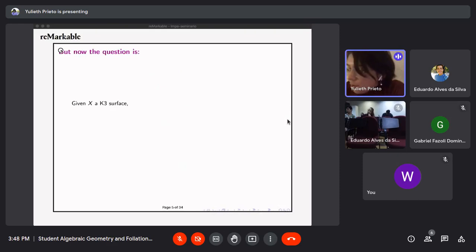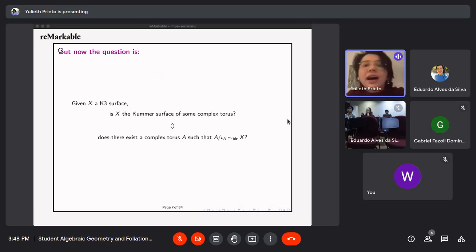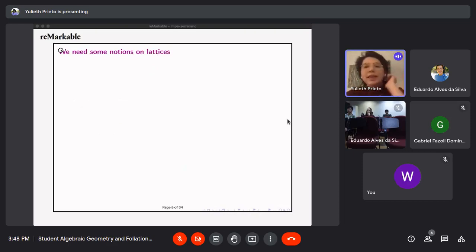Okay, so what is the question here? Suppose that you have a K3 surface, and you want to know if this K3 surface is the Kummer surface of some complex torus. This is equivalent to saying that there exists a torus such that the quotient by the natural involution is birational to this K3 surface. And in order to present how to answer these kinds of questions, we have to introduce some notions on lattices. So I will introduce what a lattice is here.